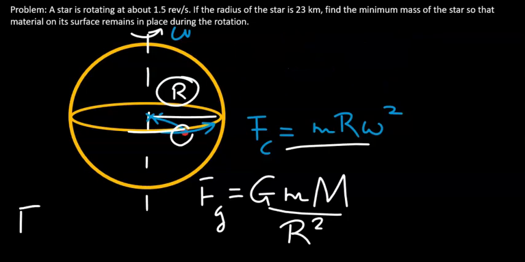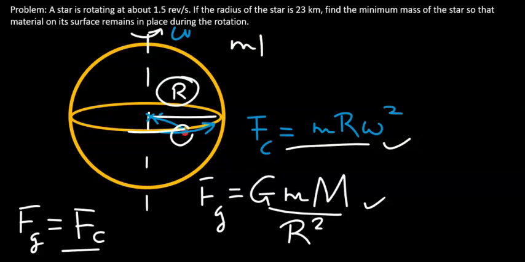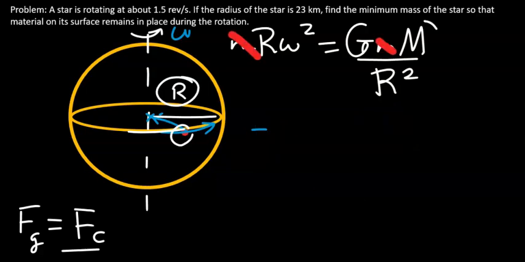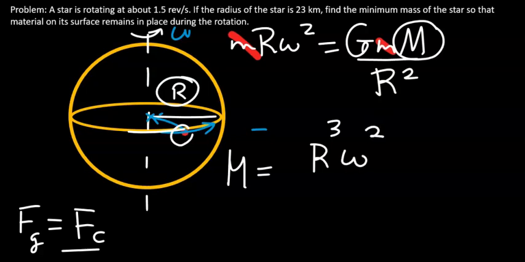So since we know the gravitational force is the one that is providing the centripetal force on that material, we can equate these two terms to each other, and we get little m capital R omega squared equals G little m capital M over R squared. And immediately you see the little m will just cancel, so it doesn't matter. And we can determine the capital M, namely the mass of the star, to be R cubed omega squared over G. So let's put in the numbers.